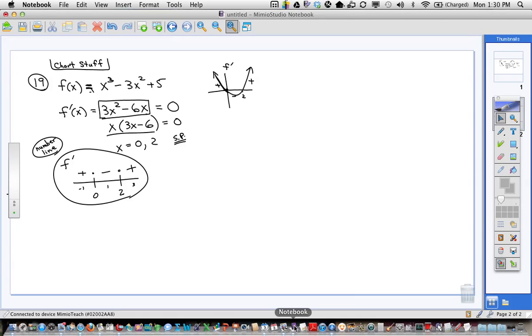Now, here's how you have to write your local max answer. I just want you to be very clear about this. We would say local max at x equals 0, and local max will almost always ask you to justify your answer. So we would say, since f prime changes from positive to negative, f changes from increasing to decreasing. We've got to say that.